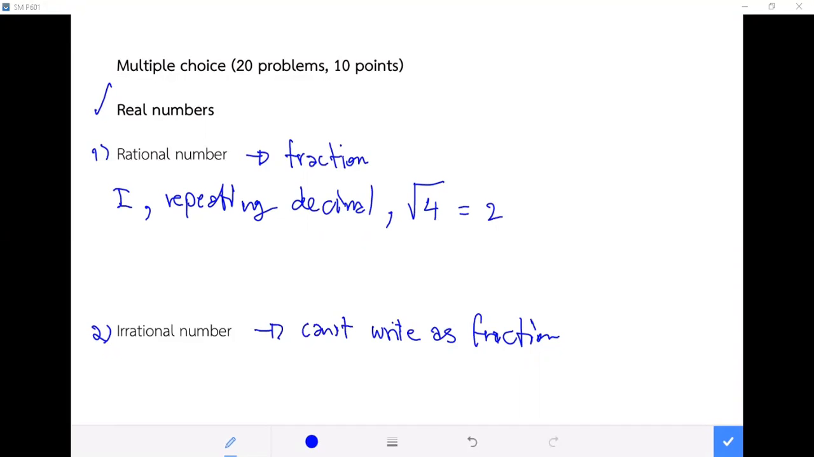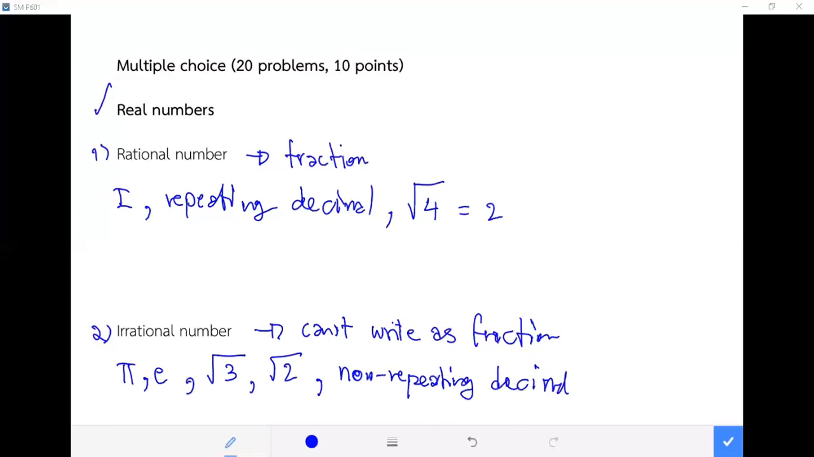Okay, irrational numbers are something that you cannot write as a fraction. Something like the symbol pi. Something like the natural constant e. Something like a root that you cannot change to an integer, like root 3 or root 2. You cannot change them to integers. And then non-repeating decimals.